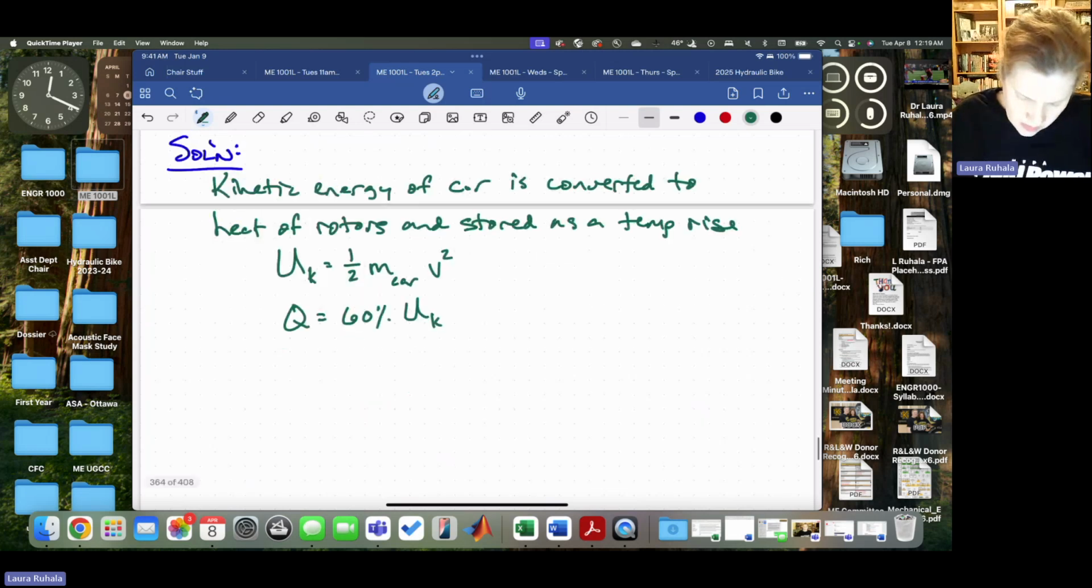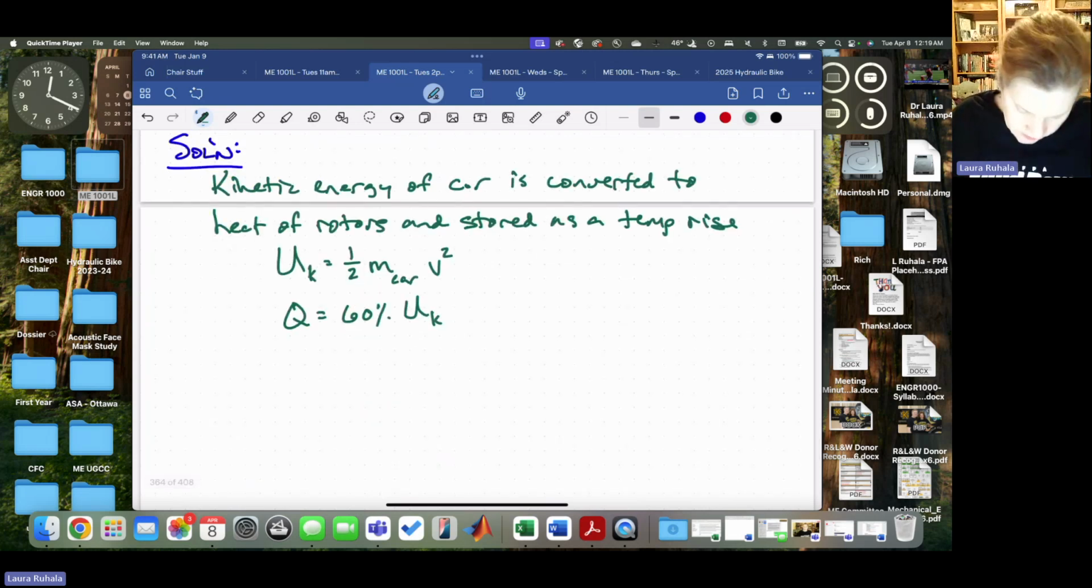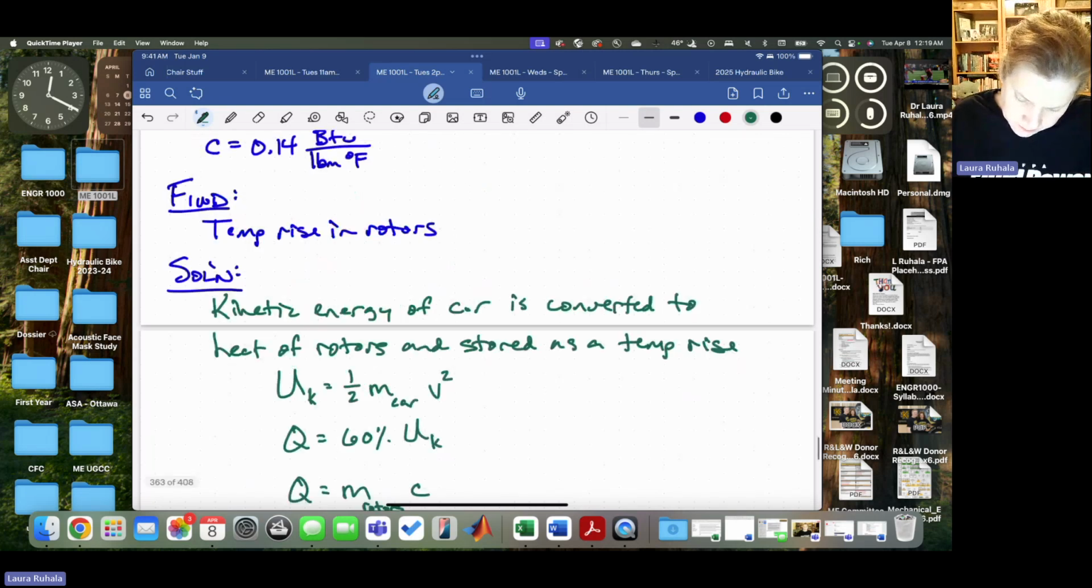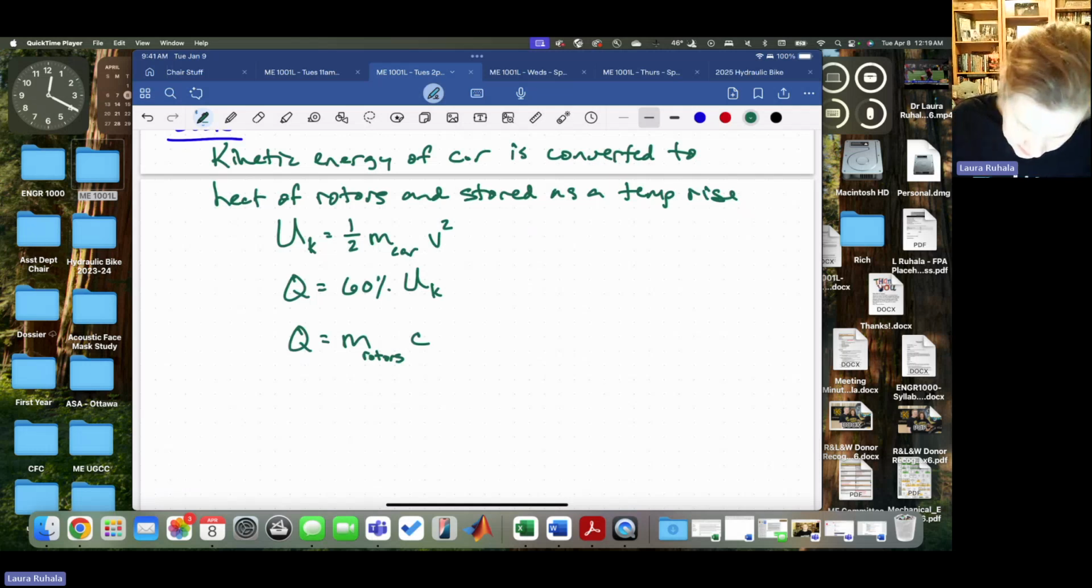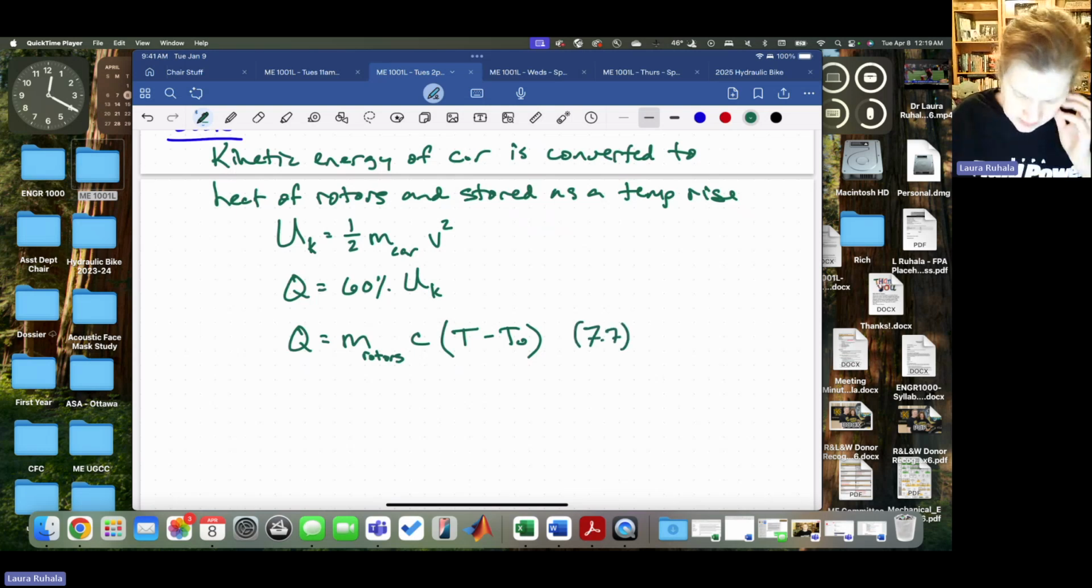All right, so now let's go to our equation. So our equation is that heat is equal to mass, this would be mass of the rotors. We're talking about heat of the rotors. It is going to be equal to mass times the specific heat of the rotors times this temperature difference. And this is going to be equation 7.7 in the textbook. Okay, where C is specific heat.